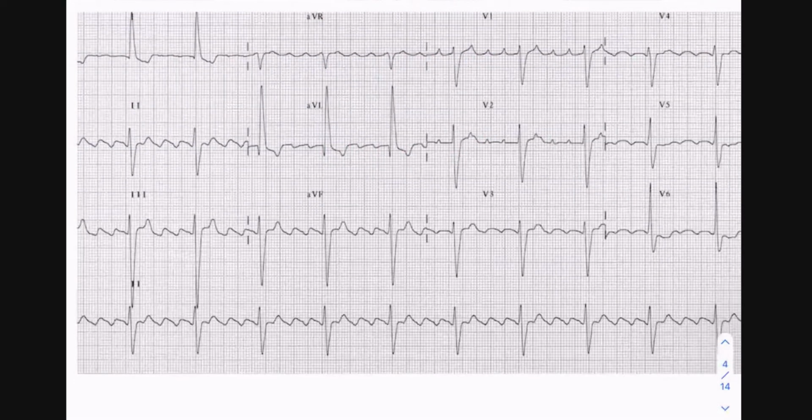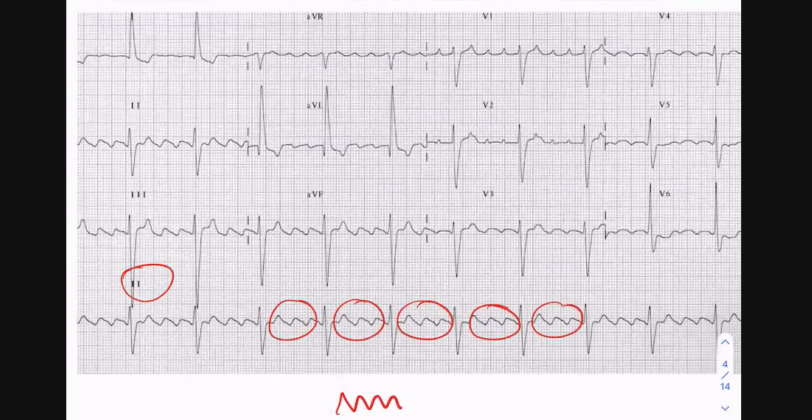So next here, rhythm strip. And I see these beautiful sawtooth pattern waves, right? Sawtooth pattern like that. And this is my A flutter.